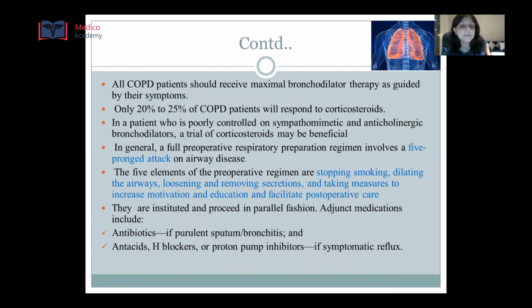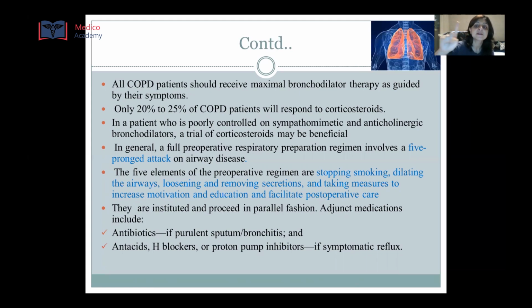So all the COPD patients should receive the maximal bronchodilator therapy as guided by their symptoms. Only 20 to 25% of COPD patients respond to corticosteroids. Though for a patient who is poorly controlled on a sympathomimetic and an anticholinergic bronchodilator, a trial of corticosteroid is definitely beneficial. So in general, a full preoperative respiratory preparation regimen involves a 5-pronged attack on an airway disease. So what are these 5 elements of the preoperative regimen?